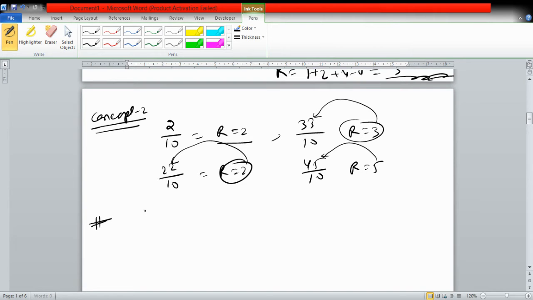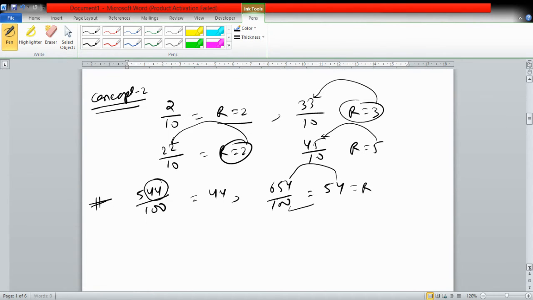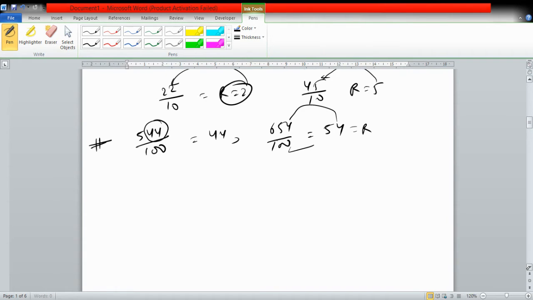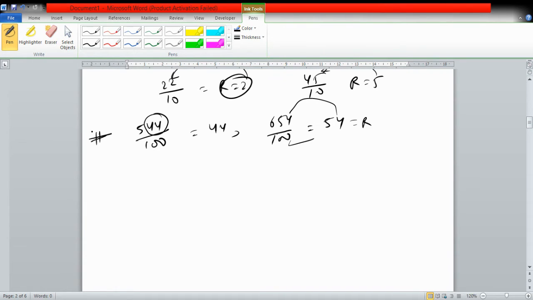And similarly, if it is 5544 divided by 100, then you will get 44. Or if it is just 654 divided by 100, you will get here 54. If you divide by 100, you are getting the last two digits. If you are dividing by 100 here also, you are getting the last two digits. So the one concept here is, if you divide by 10, you will get the last digit.